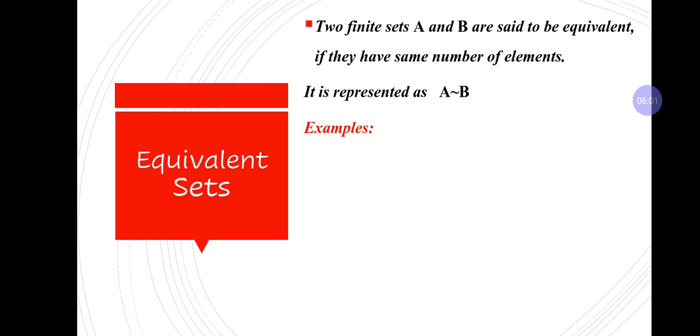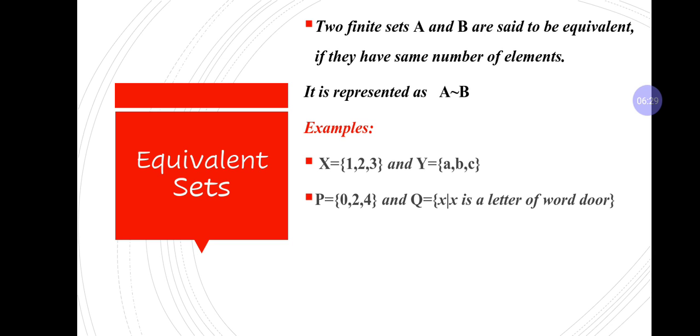Here are examples. First one is set X has elements 1, 2 and 3 and set Y has elements A, B and C. Here you can see X has 3 elements in it and set Y also has 3 elements in it. It means both sets X and Y have 3 elements in them, so the number of elements are the same in both sets, so they are called equivalent sets. Now another example.